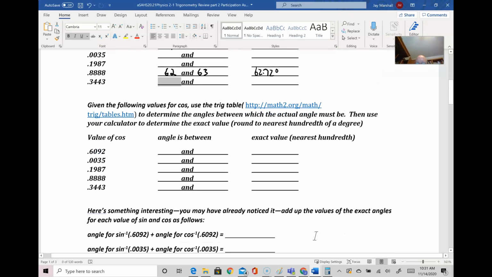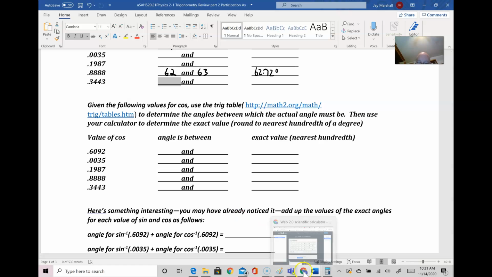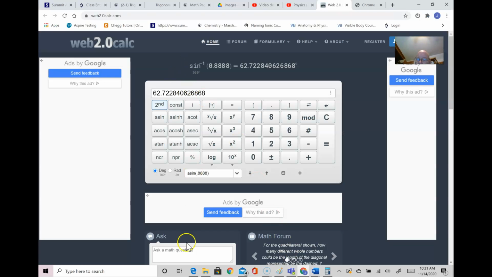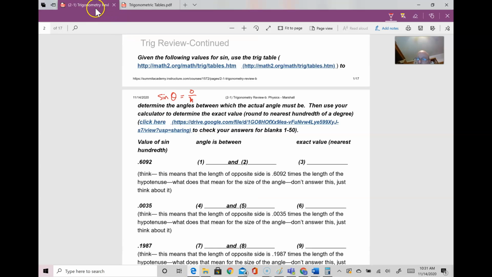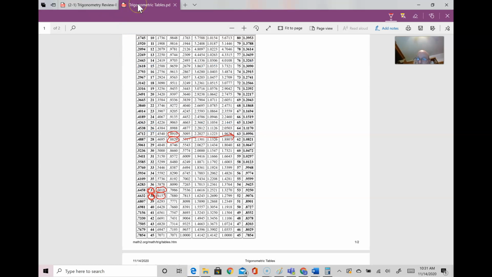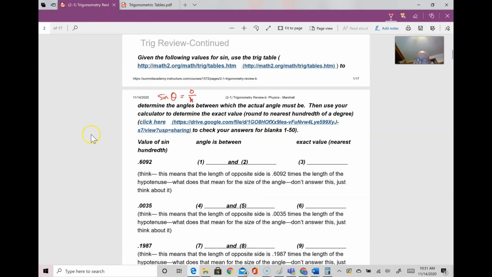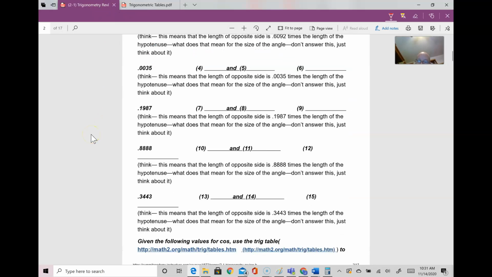Now let's look at the cosines. Again, we'll use that same table. So now I've got 0.6092, and I'm going to look at my trig table for cosine. So that will get you through these exercises.